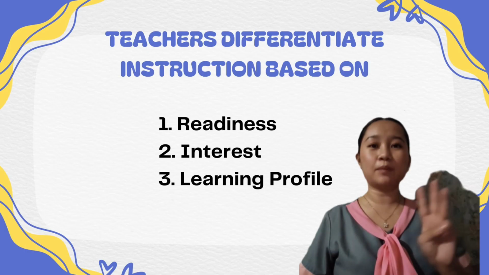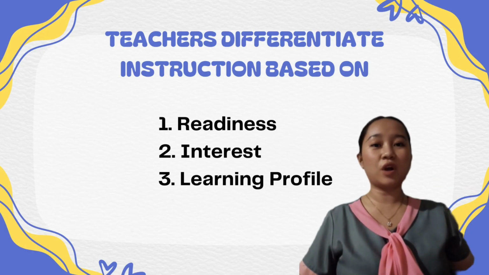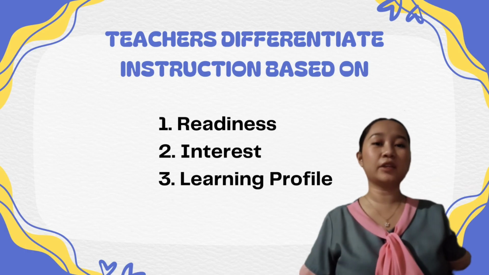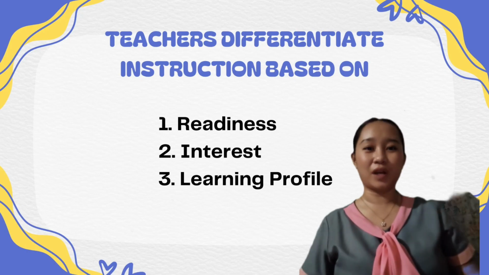But before teachers decide what to differentiate, they also need to understand who their learners are. This brings us to the next part. Teachers commonly consider 3 important learner characteristics, which are readiness, interest, and learning profile. So let's look at each one.